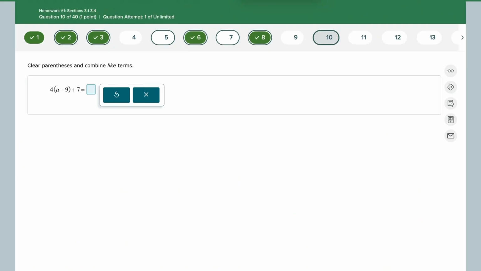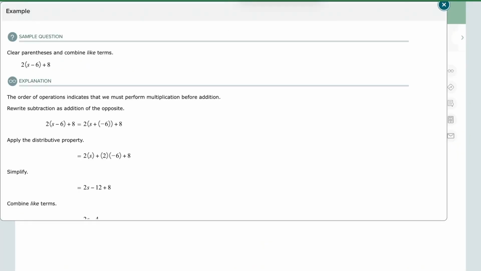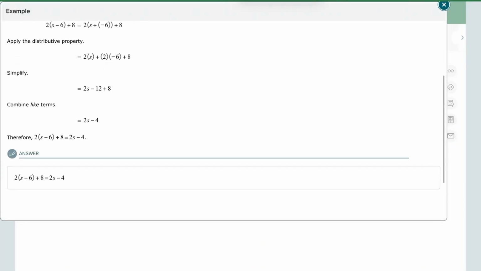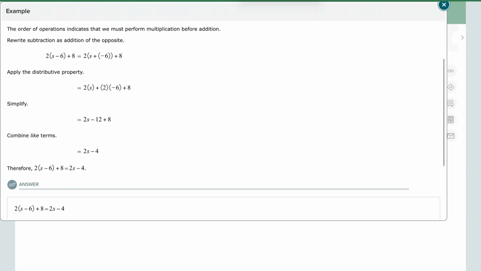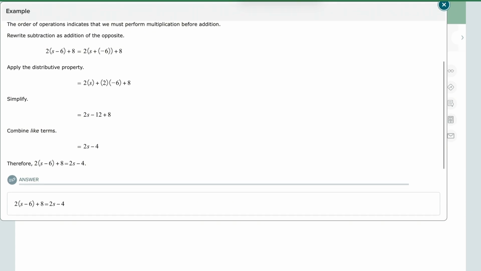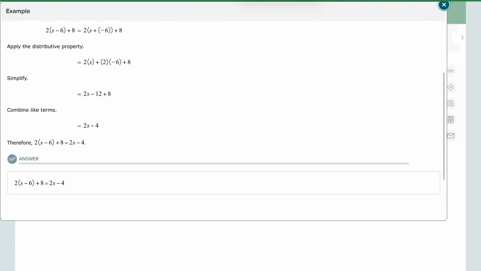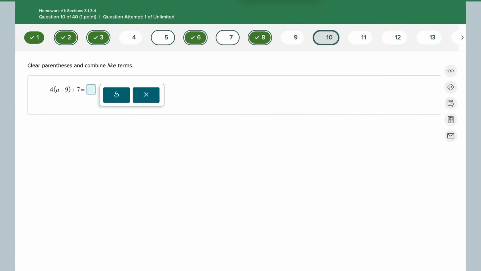And then now we're going to distribute the 4. So we're going to combine two things together. We're going to distribute the 4 and then combine like terms. So I'll let you go through that. And again, you have an example. So I suggest that you use the example. The example is just like the question.